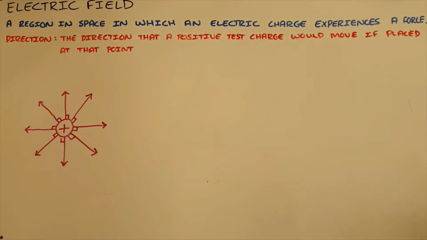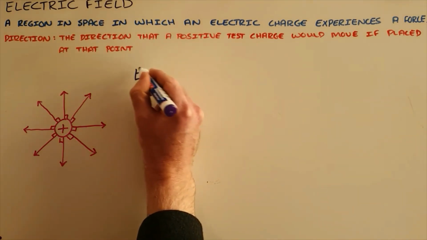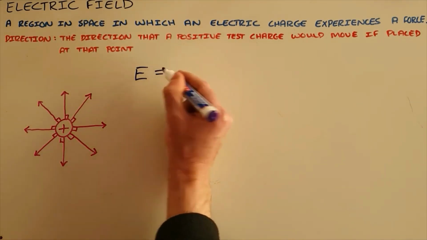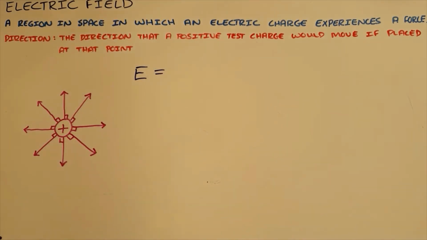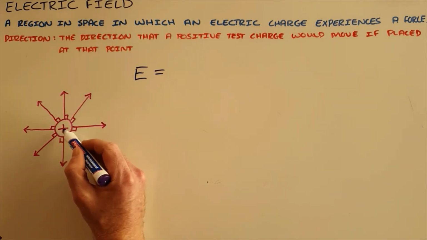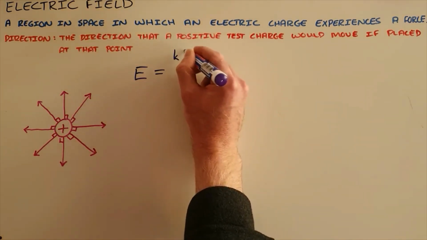Now, that is how we determine the electric field direction. What is also important here is to determine the electric field strength. The symbol for electric field is uppercase E, and what it tells us is that the electric field is directly proportional to the size of the charge. Obviously, a bigger charge here would create a stronger electric field around it.